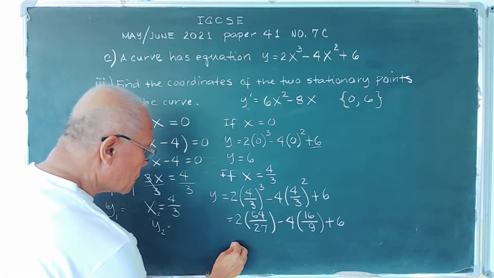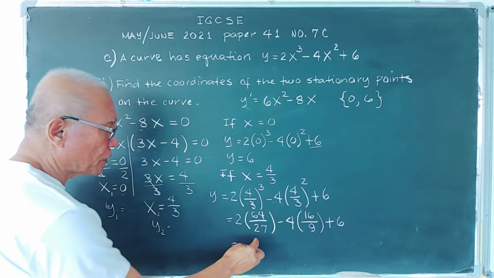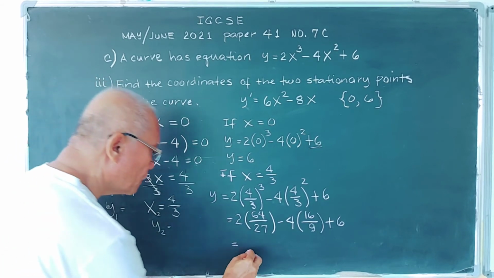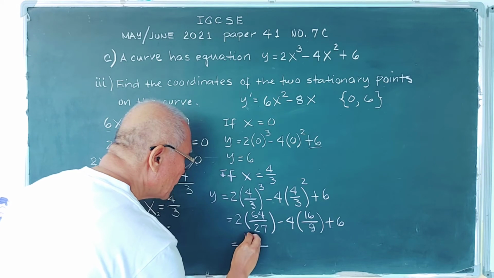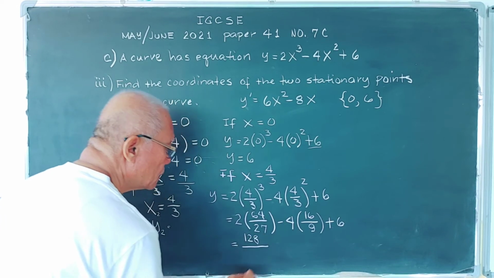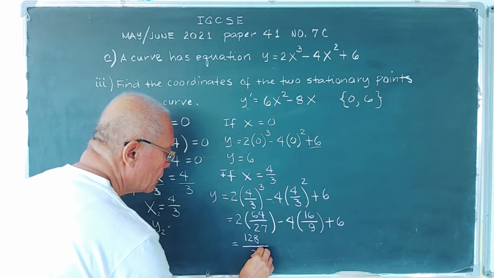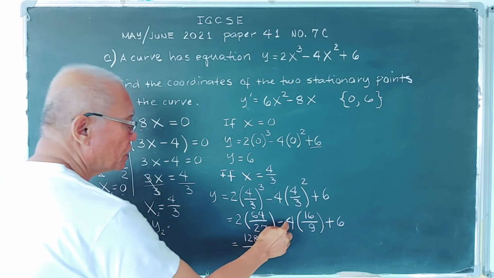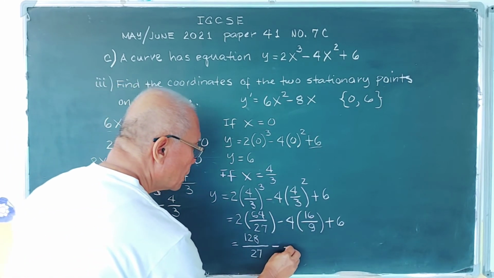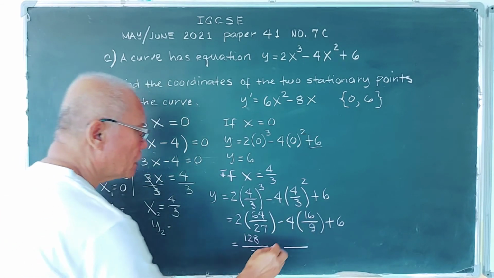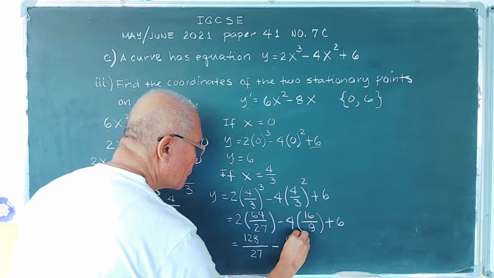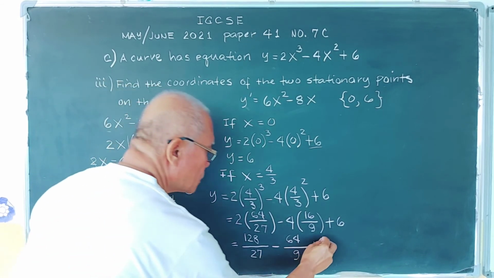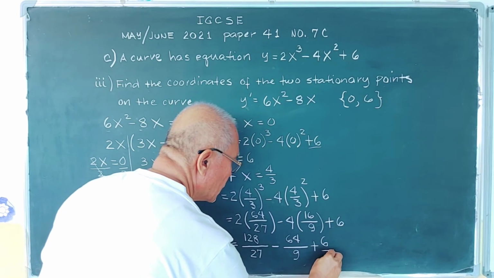Now we can multiply this one. Cannot cancel 27 and 2. So we just multiply 2 and 64. And 2 times 64 is 128 over 27 here. Minus, we cannot cancel 4 and 9. So we just multiply 4 and 16. 4 times 16 is 64 over 9. Plus, let us put 6 over 1. Anyway, it's the same as 6.